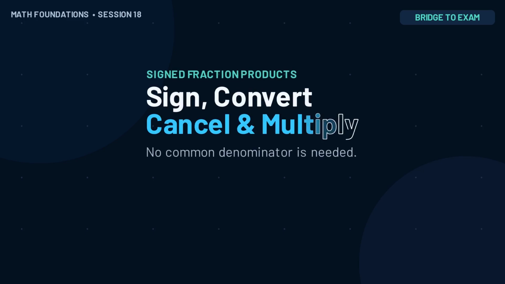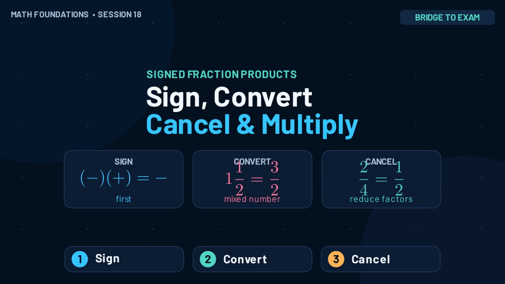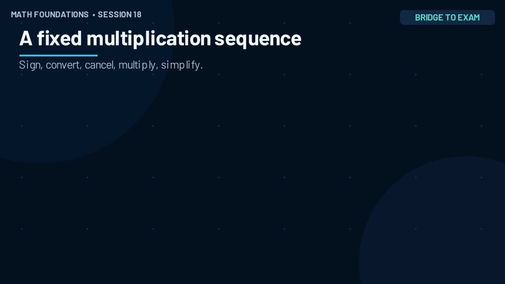Welcome to Session 18. Fraction multiplication becomes efficient with a fixed sequence. Common denominators are unnecessary, but mixed numbers must be converted correctly. Today you will decide the sign, convert mixed numbers, cancel common factors, multiply, and simplify. Use the sequence sign, convert, cancel, multiply, simplify.